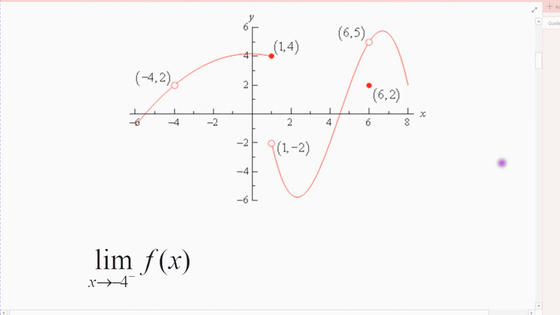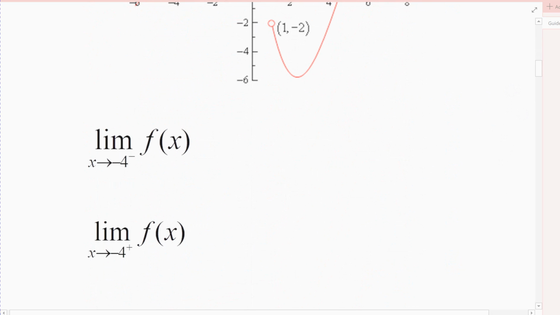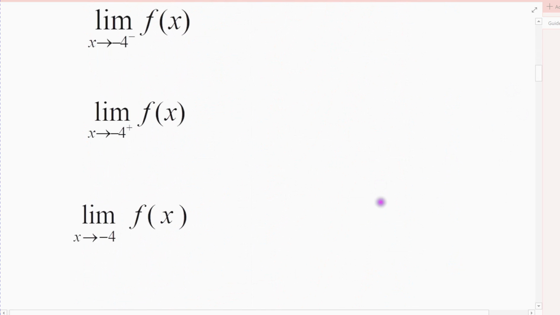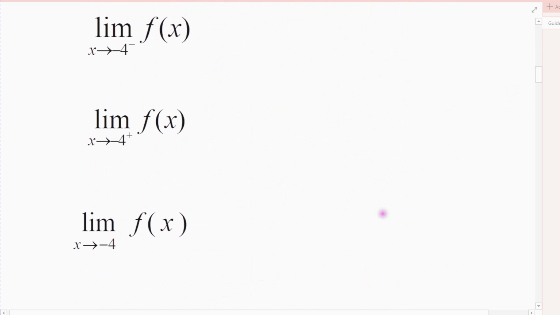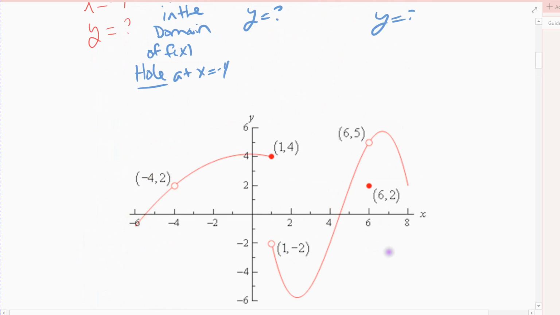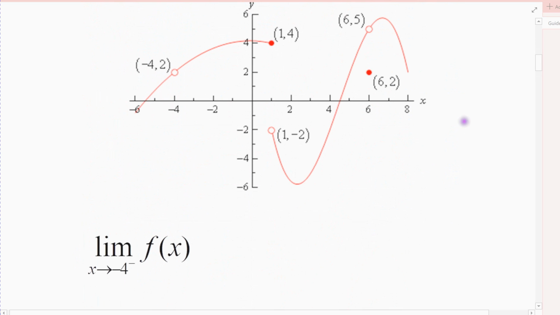All right, so I have the graph down here to go with each one of them. The first limit we're looking at is the limit at -4. -4 from the left, -4 from the right, and then -4 in general. Sorry, it's hard to see my negative there. Does it exist?